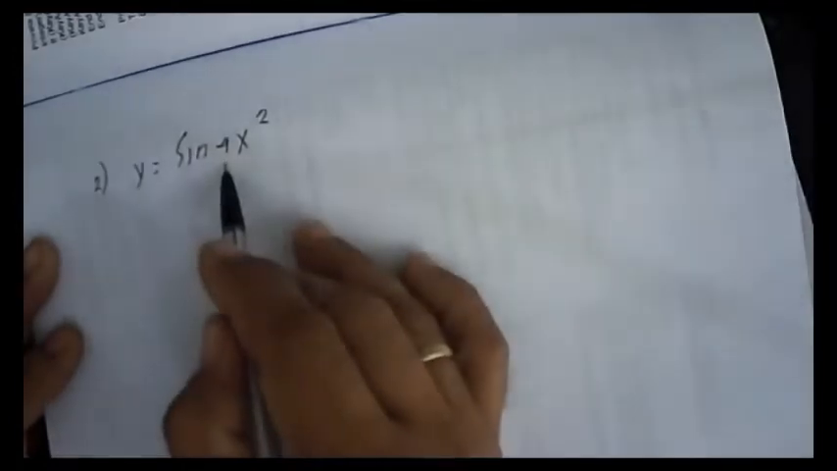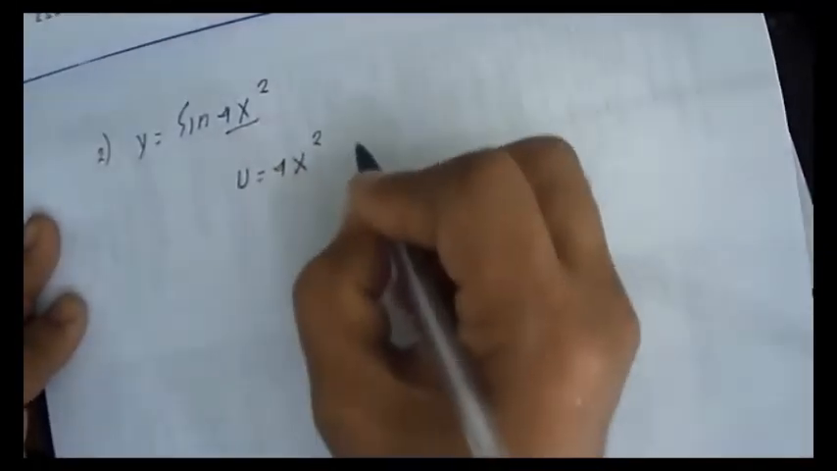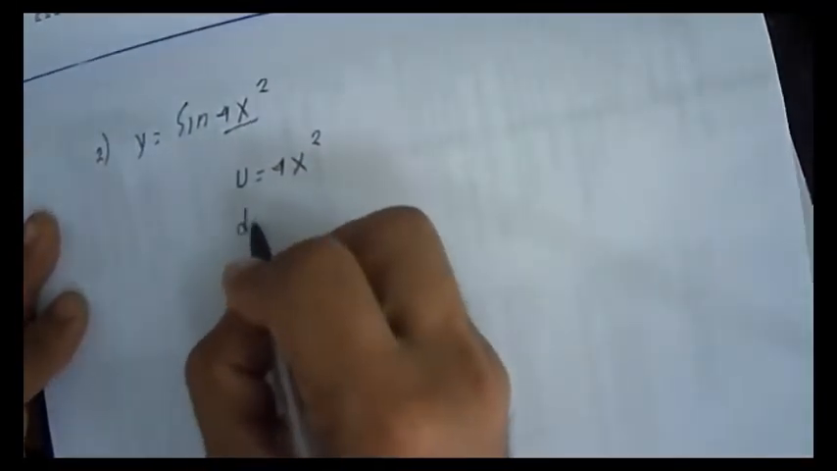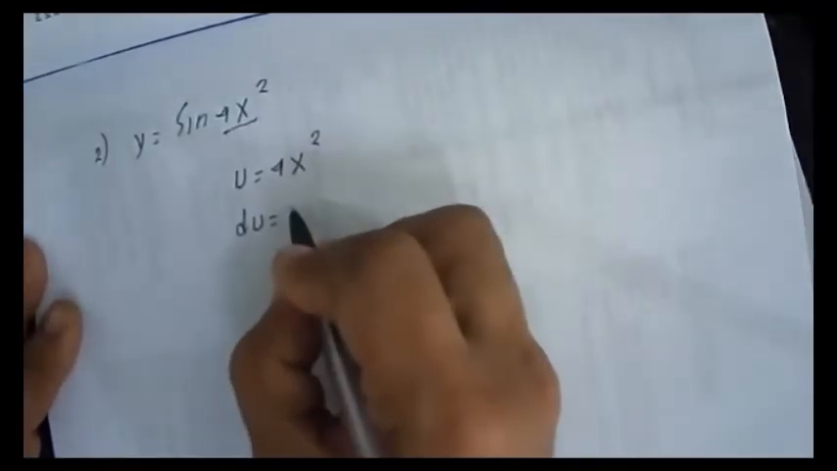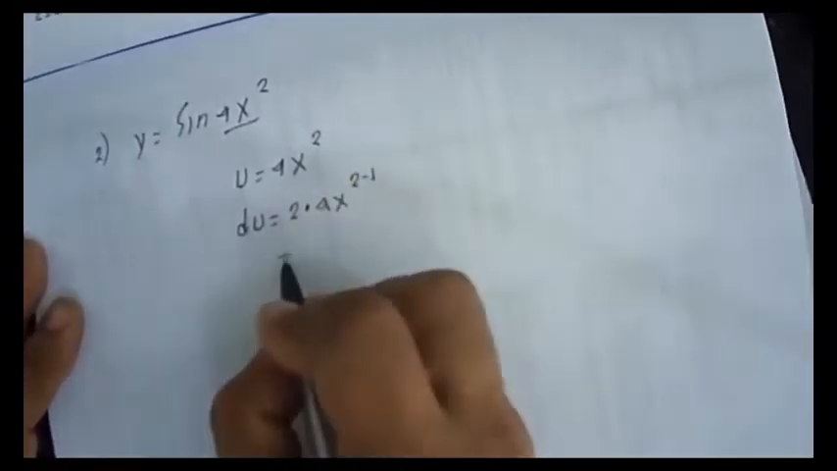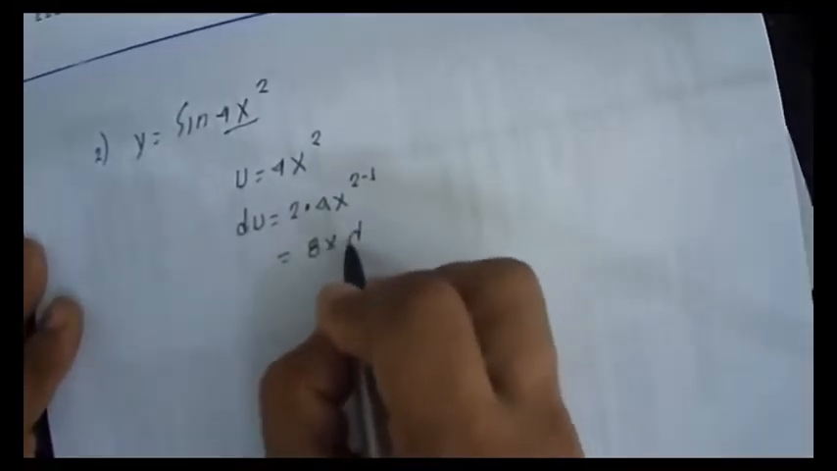Okay. Next, we have number 2, no? Y is equal to sine of 4x squared. Ibig sabihin nun, ito yung u natin. Ang u natin, 4x squared. So, ano yung du natin? Using your exponent formula, magiging 2 times 4x to the 2 minus 1. Ang du natin will be 8x dx.